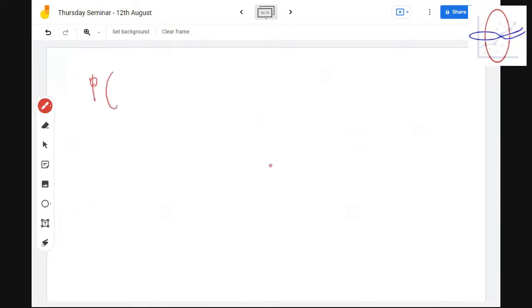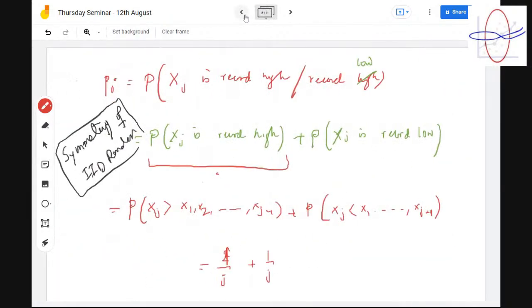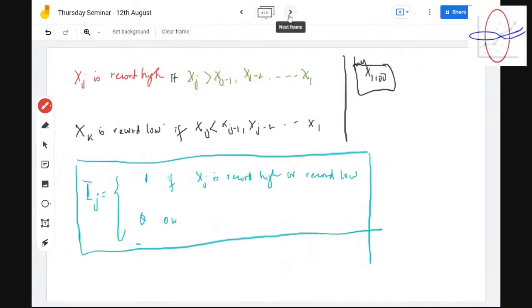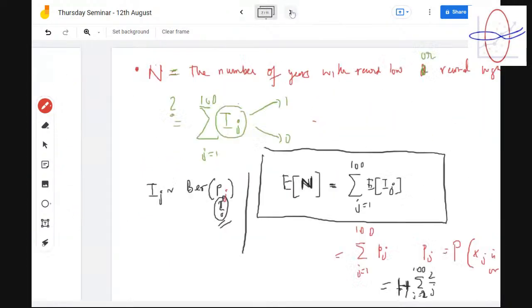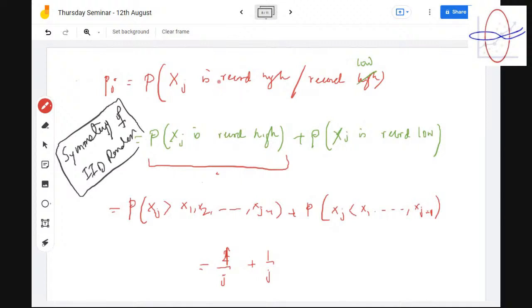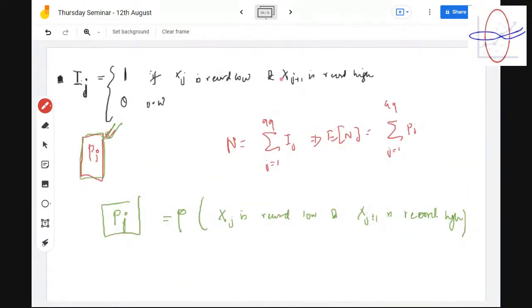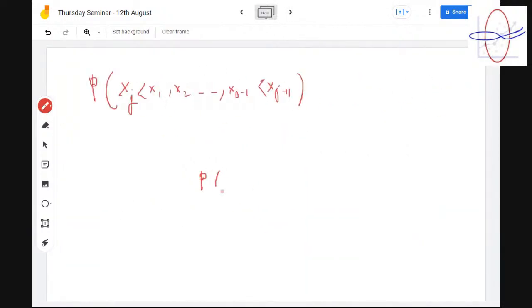So this is the mathematical format: x_j is record low, that means x_j is less than x_1, x_2, up to x_(j-1). And it's a double condition, you need to understand there are two things. x_1 is record low and x_2 is record high. In that case, the probability that x_1 is less than x_2 will be half. So check whether the final solution comes out to be half or not. For j equal to 1, you get this.